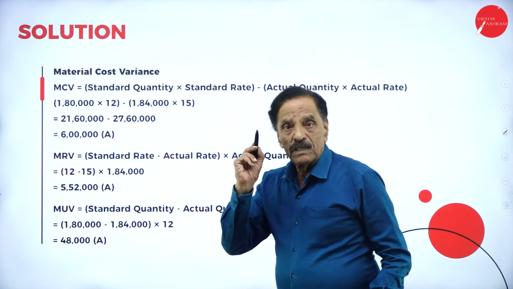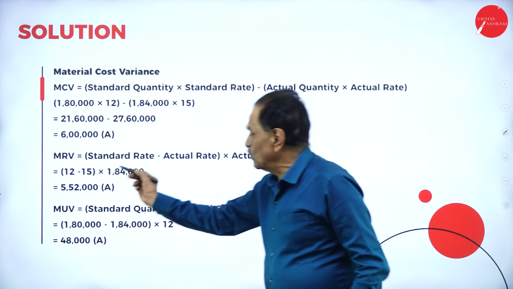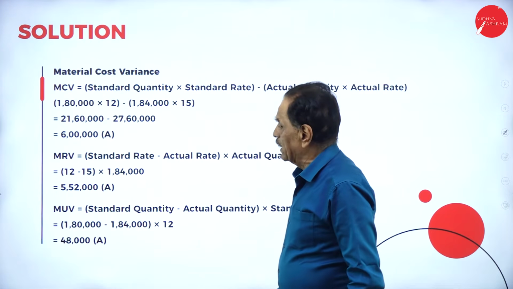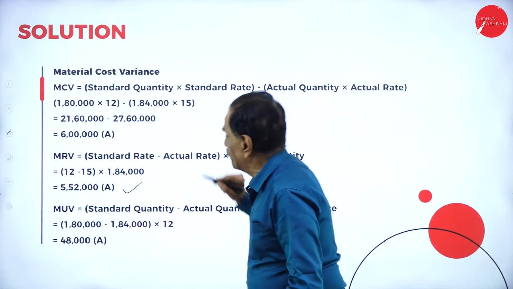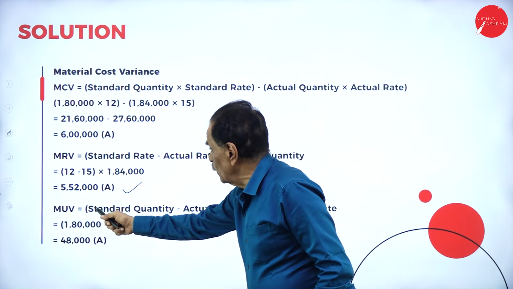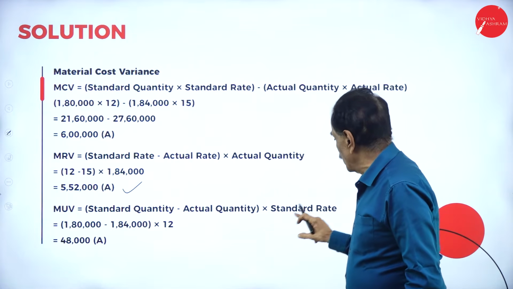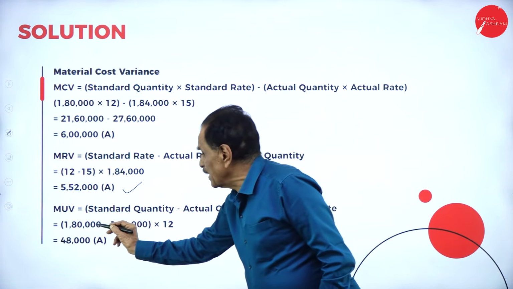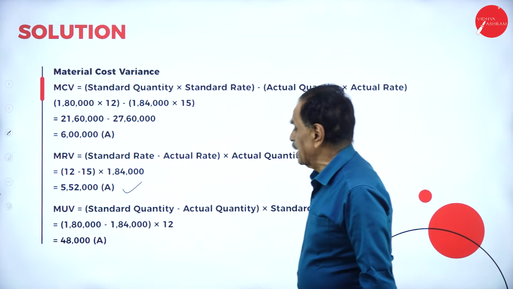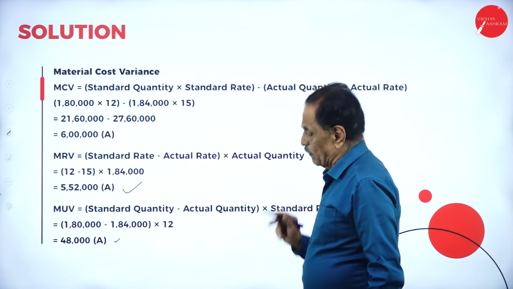Then MRV, material rate variance: standard rate minus actual rate into actual quantity. What is the standard rate? 12. What's our actual rate? 15, into 1 lakh 84,000. Once again, it is 5 lakh 52,000 adverse. Then material usage variance: standard quantity minus actual quantity into standard rate. What is your standard? 1,80,000. What is your actual? 1,84,000. Multiplied by 12, it is 48,000.